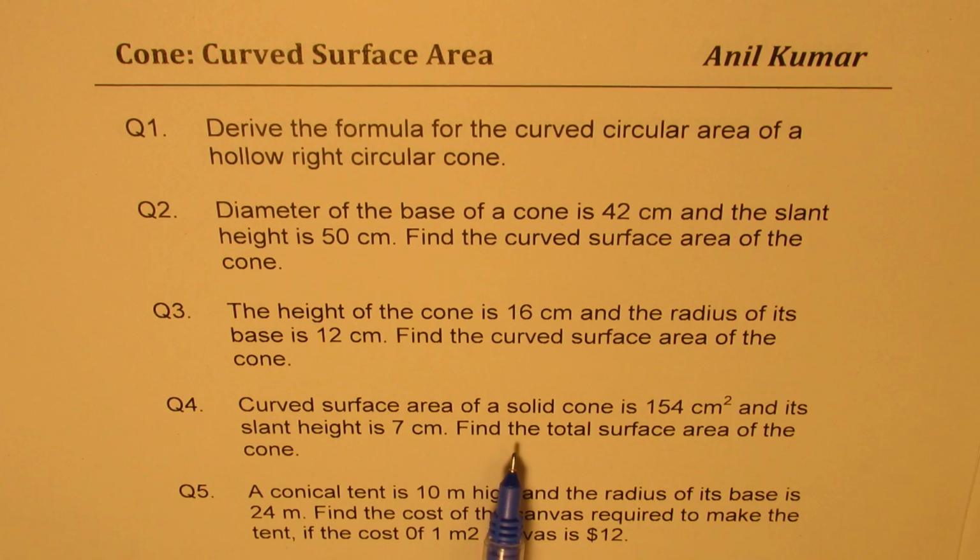Now here, when we say total surface area, it means including the bottom also. In previous cases, we were taking hollow, that means only the curved surface area, right?